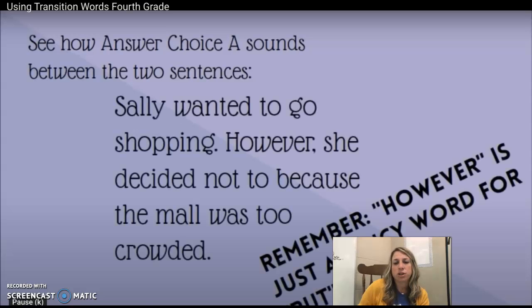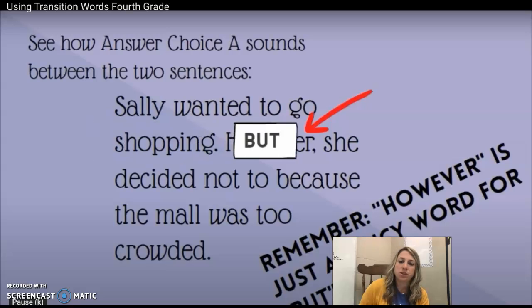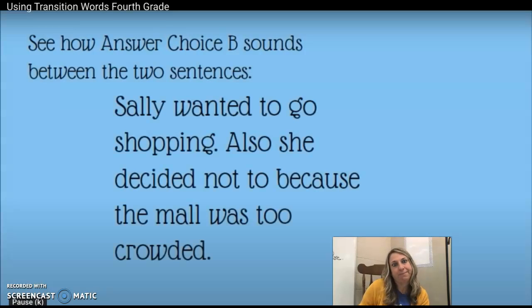Sally wanted to go shopping. However, she decided not to because the mall was too crowded. It says, however, is just a fancy word for but. Okay, so that kind of sounded good. Sally wanted to go shopping. Also, she decided not to because the mall was too crowded. Does that make sense? I don't think so either.